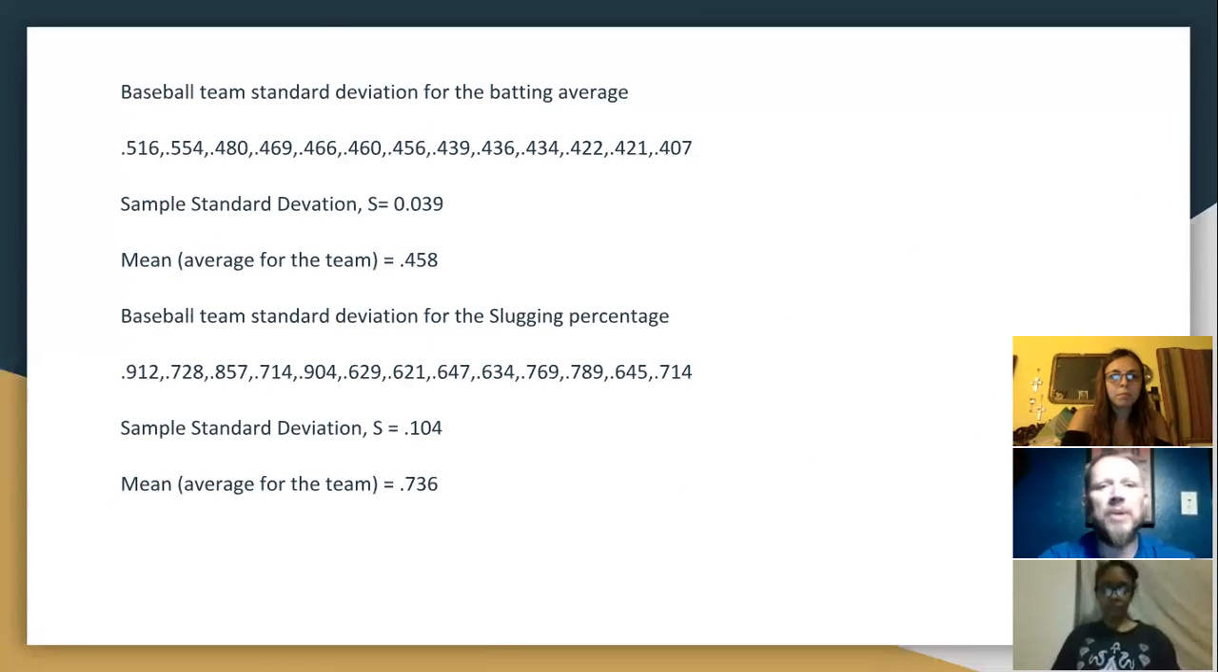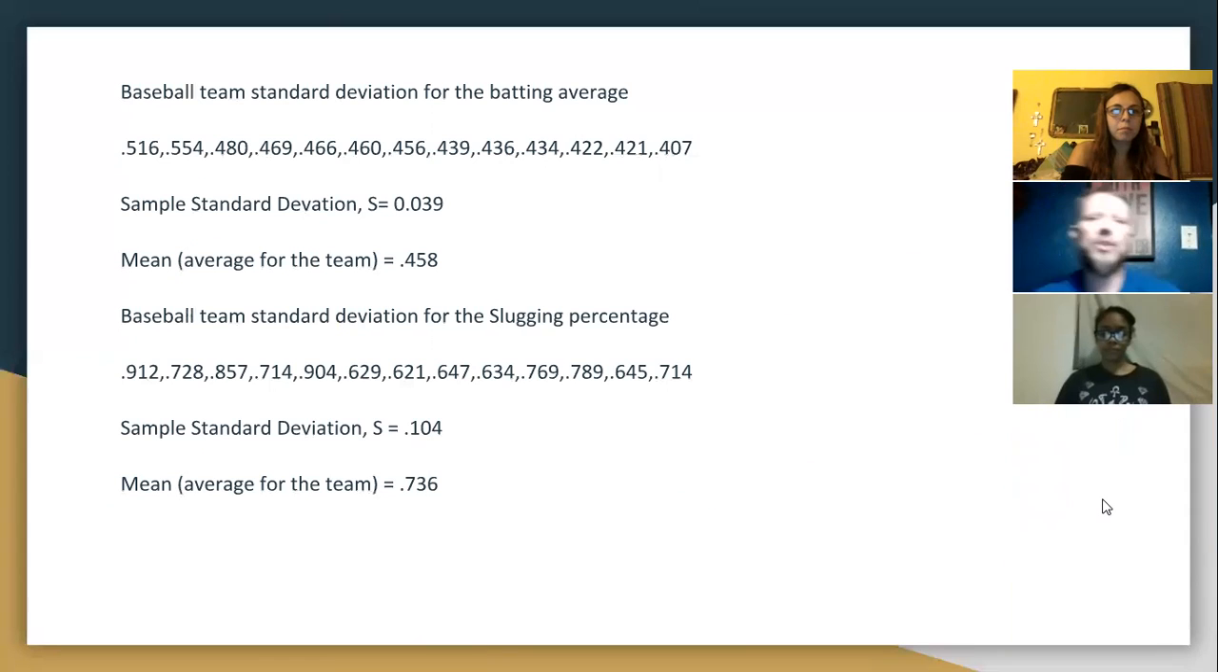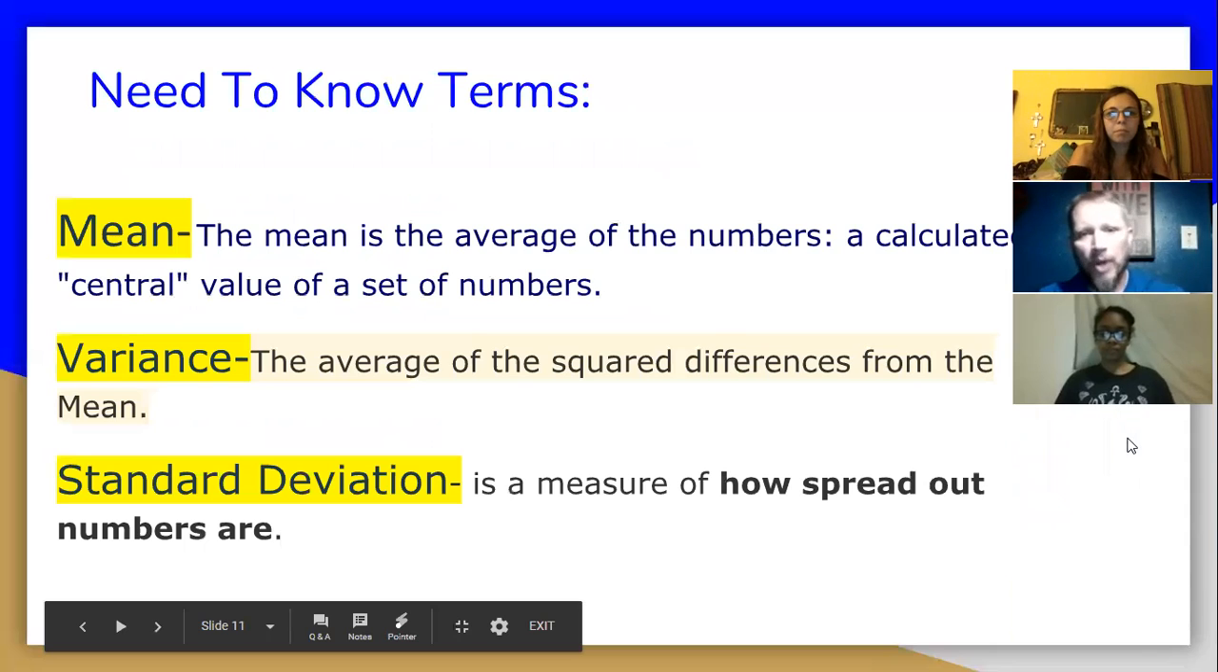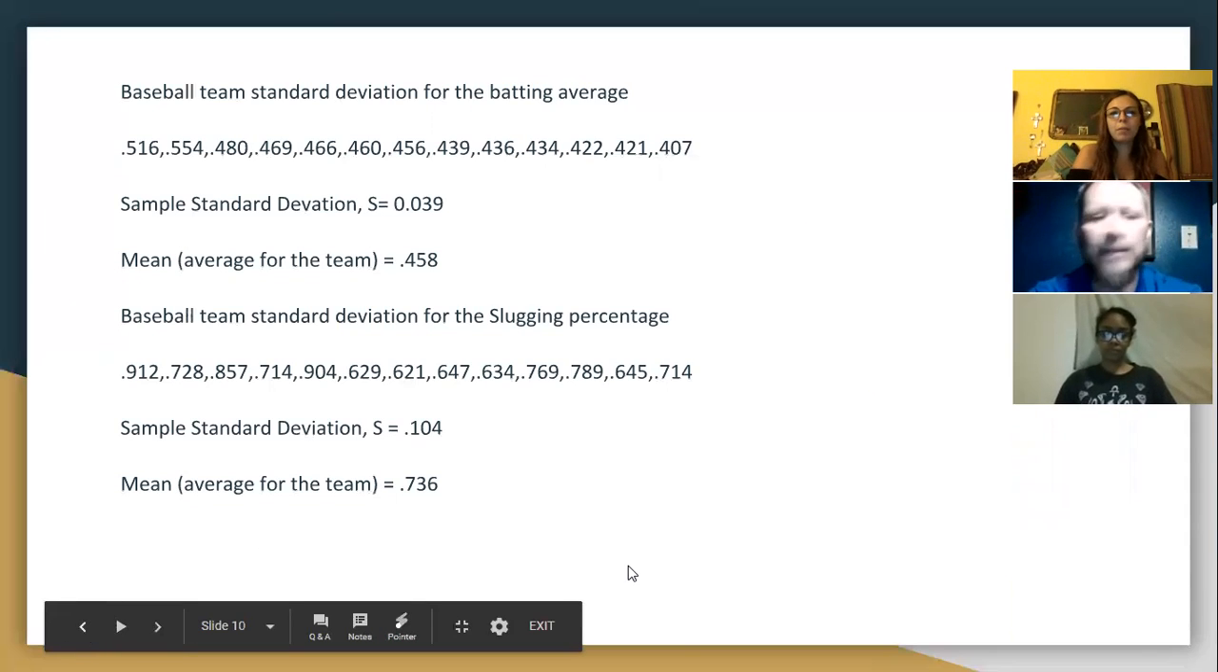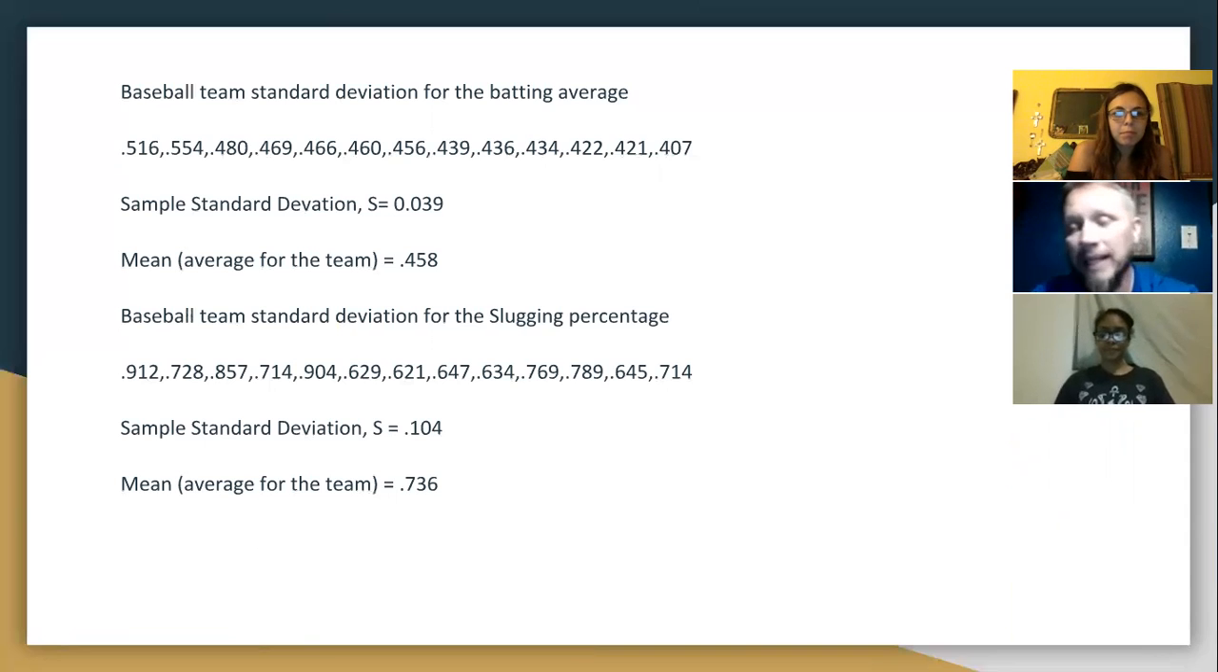As a baseball team standard deviation for the batting average, what I did is I put all the batting averages in a row, and then did that formula to get the standard deviation. Also, the mean is where the average for all the players is a 458. And the baseball standard deviation for the slugging percentage is 104, with the mean as a 736.